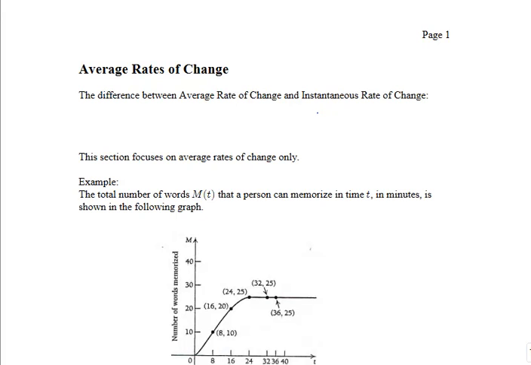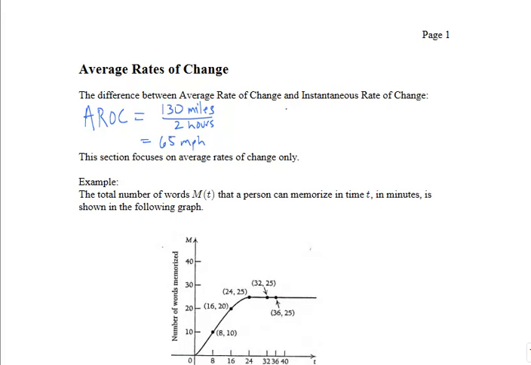Imagine that you're going on a road trip and your car travels 130 miles in 2 hours. Then your average rate of change would just be the distance that you traveled, which is 130 miles, divided by the time that it took you to travel that. So 2 hours. So 130 divided by 2 gives us 65 miles per hour. So that's our average speed over the course of the entire journey.